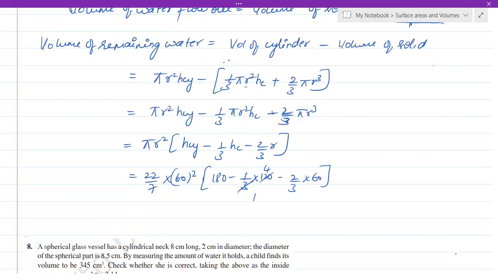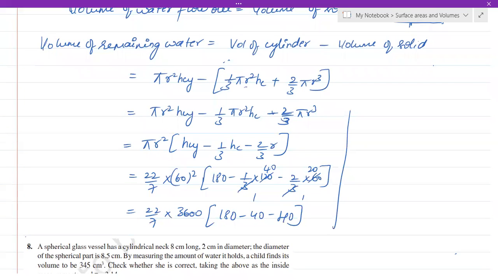3 ones are 3, 40s are, 3 ones are 3, 20s are. So 22 by 7 into 60 square is 3600. 180 minus 40 minus 2 into 20 is minus 40. So let me continue here. That will be equal to 22 by 7 into 3600, 180 minus 40 is 140. Again, 140 minus 40 is 100.